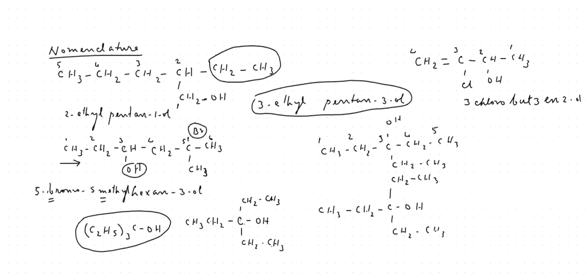Another example. This is also quite interesting. Another example is, look at this structure carefully. A benzene ring. Here is a carbon. OH group is attached here. CH2, CH3.